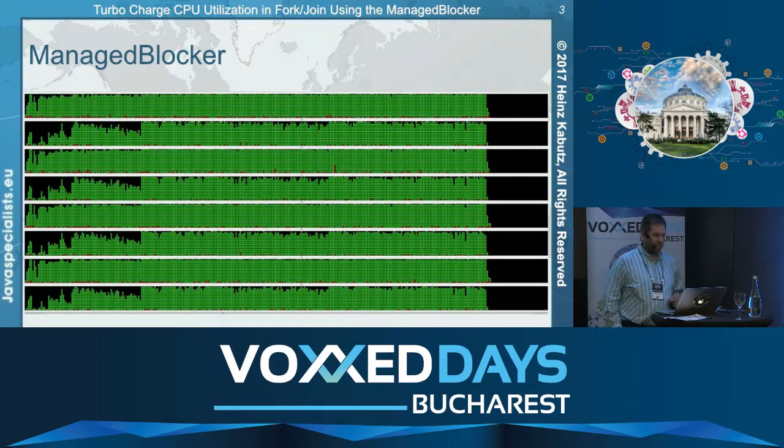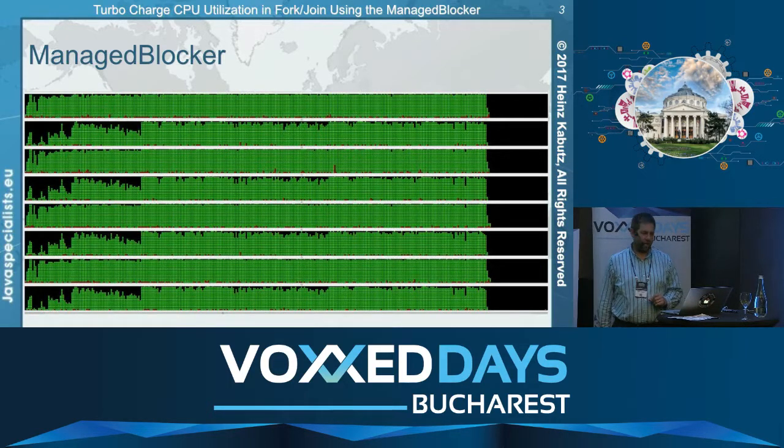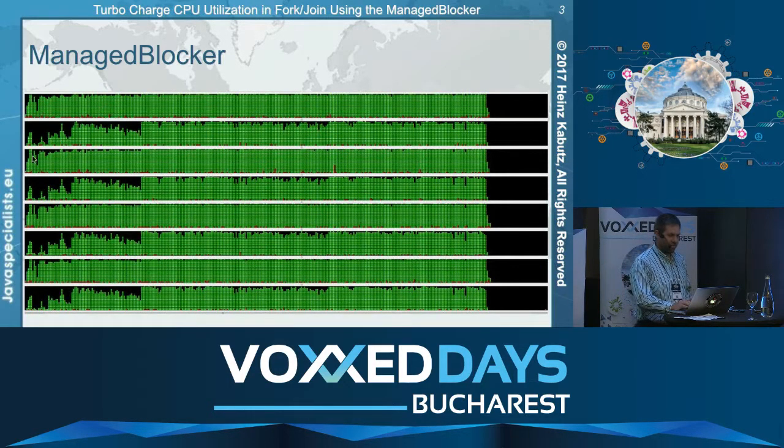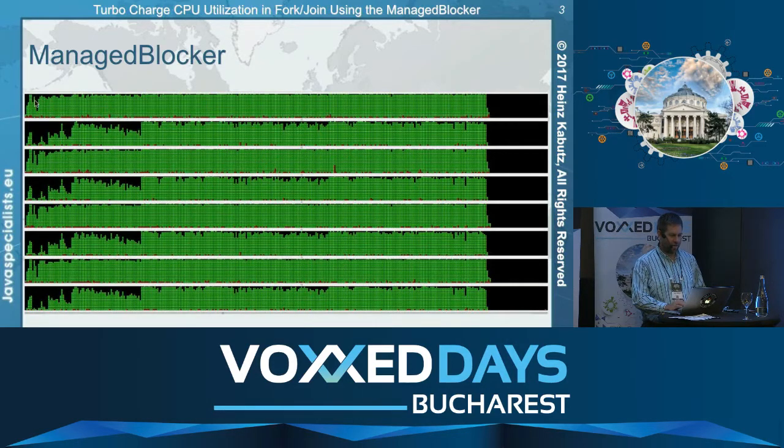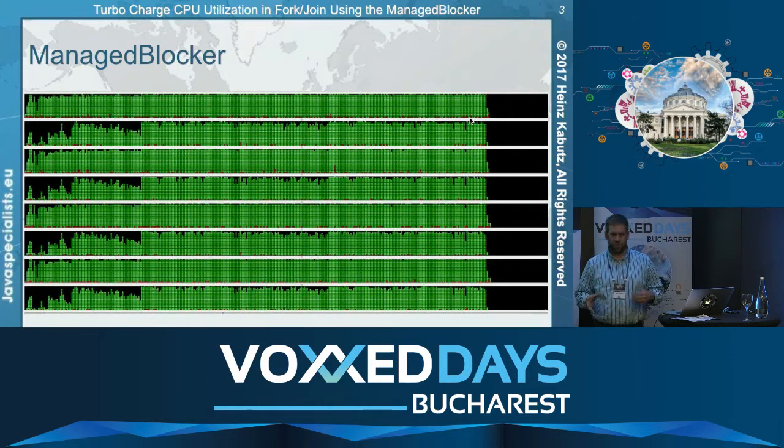The second graph is with using the managed blocker. And now you can see that at the beginning, there's far less black. I've got a lot less black, and it actually also finishes about 8% faster. So that was my performance improvement with the large number I was trying to work out using the fork join framework together with managed blocker. Let's see how we get there.